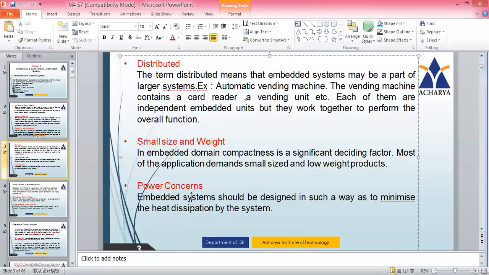Now coming to the power concerns. Embedded systems should be designed in such a way as to minimize the heat dissipation by the system. As I said, it should be designed in such a way that it consumes less power so that the heat dissipation is less. So these are some of the characteristics.